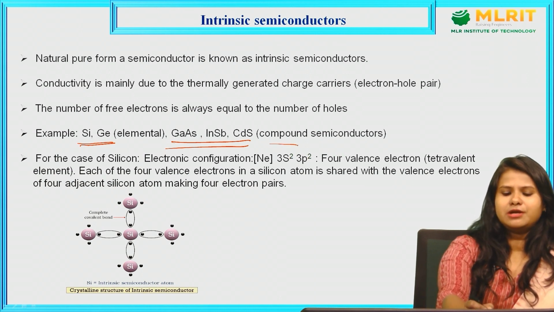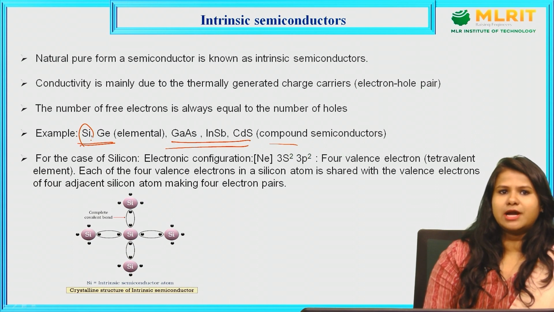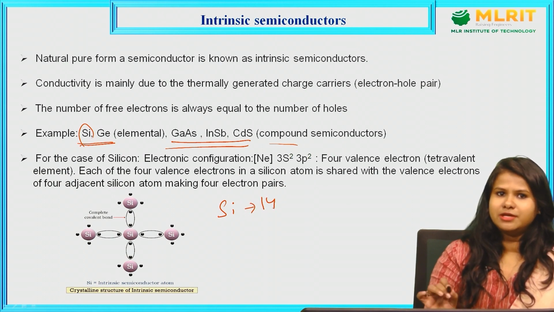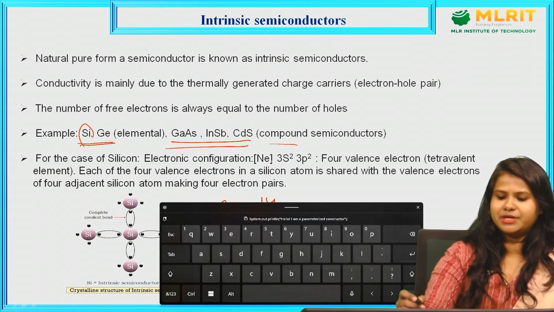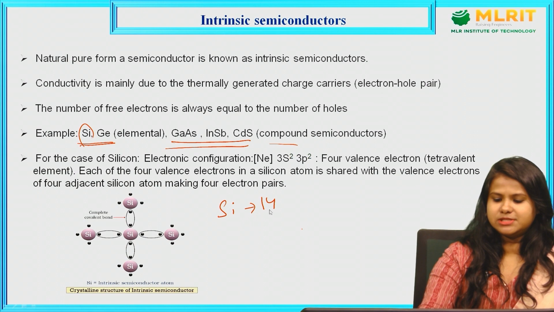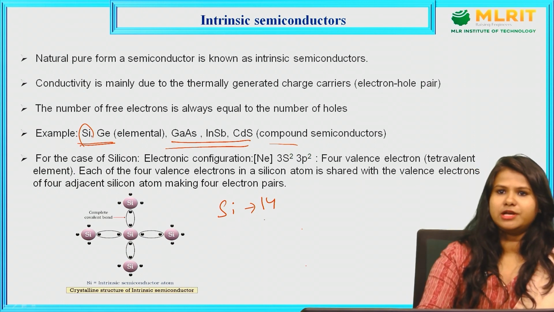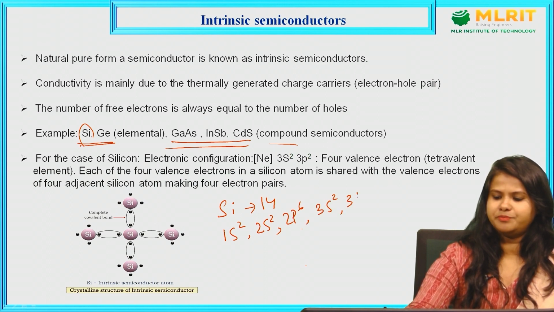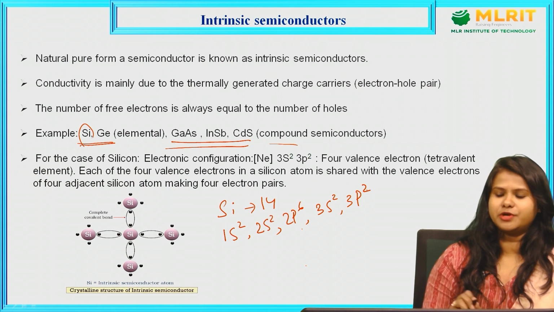So here let us consider silicon. What is the atomic number of silicon? 14. So silicon has atomic number 14, so there will be 14 electrons in silicon. If we see the electronic configuration, this is neon, which is atomic number 10, and after that we take 3s2 3p2. We have 14 electrons in silicon, distributed as 1s2, 2s2, 2p6, 3s2 and 3p2. This is the electronic configuration for silicon.